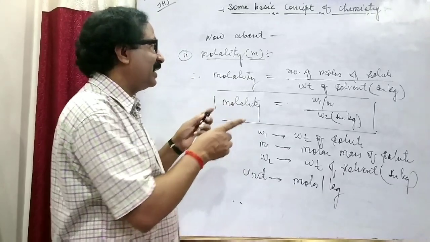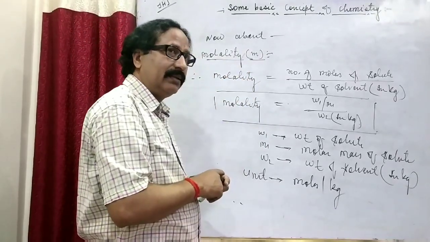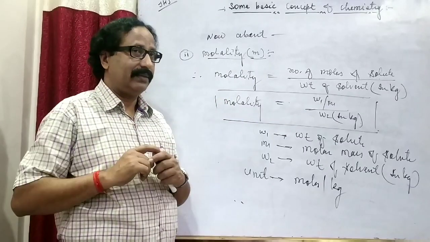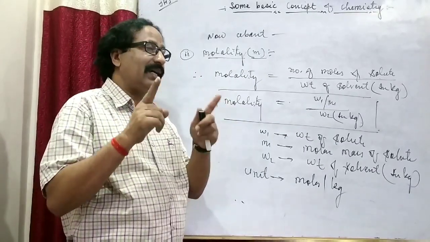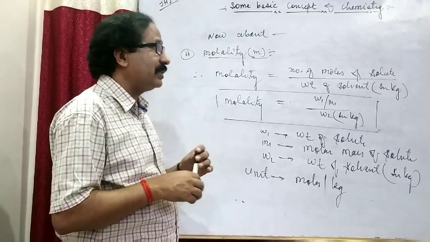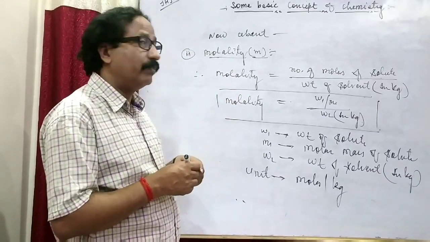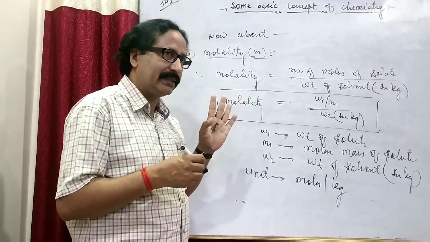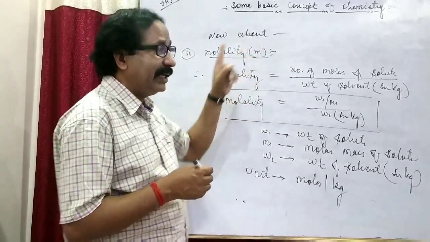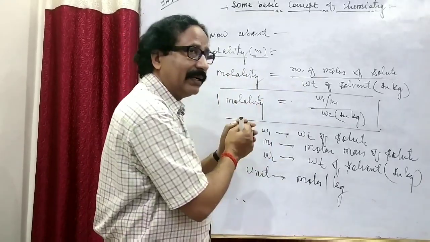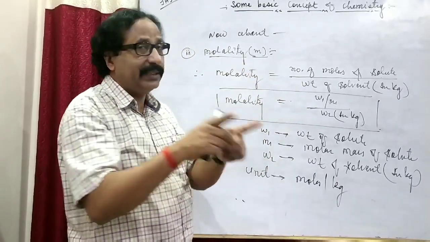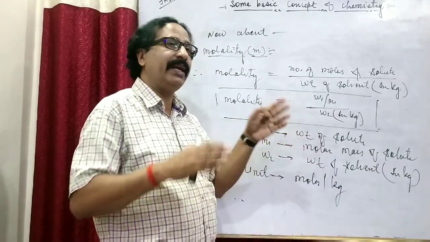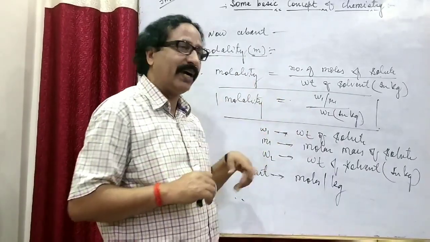If you decide the strength of solution in molarity, then that will change on changing temperature, because in both cases the number of moles of solute is the same. But in case of molarity, volume is given in liter, and volume changes with temperature. But in case of molality, its value remains evergreen. It will not change. Why?